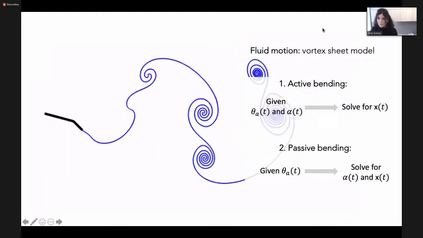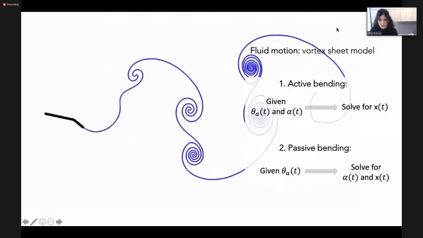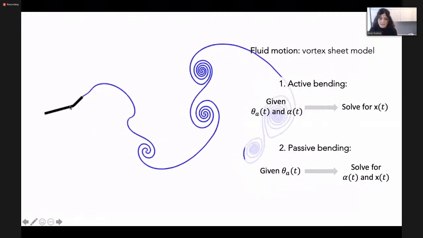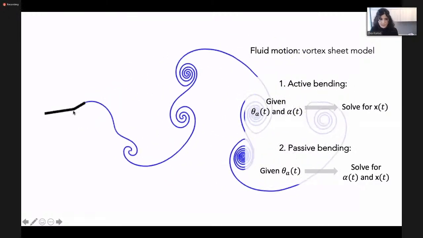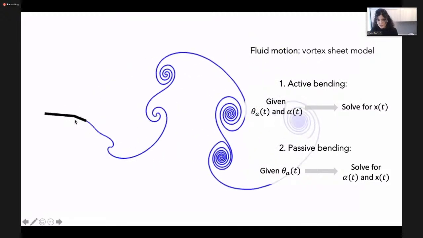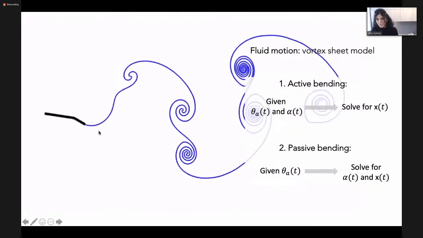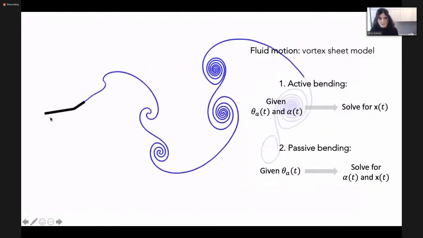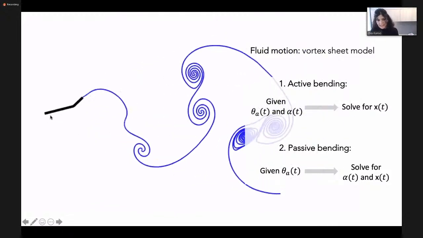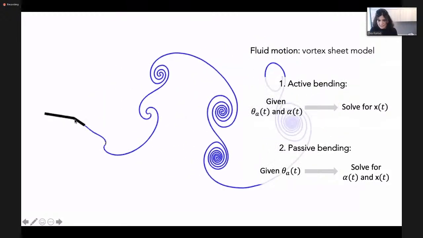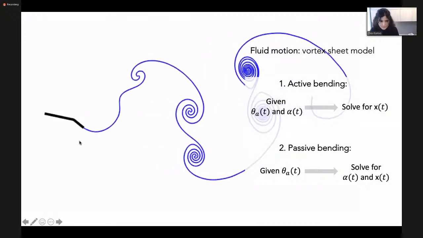And here I have two problems to solve. The first one is when I have active bending, so I'm prescribing the flapping motion of the anterior part and the bending at the tail, or the relative bending between anterior and posterior, and I solve for the swimming motion itself of the fish. And then in the second problem, I prescribe only the flapping at the head, and I solve for the passive flexion and the swimming motion.